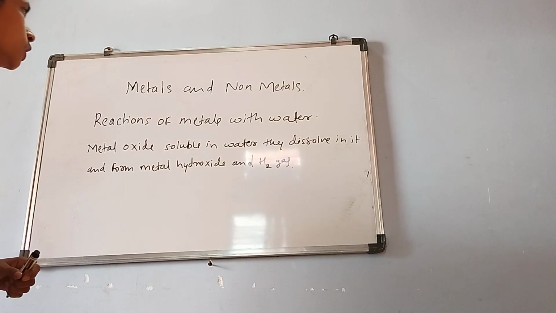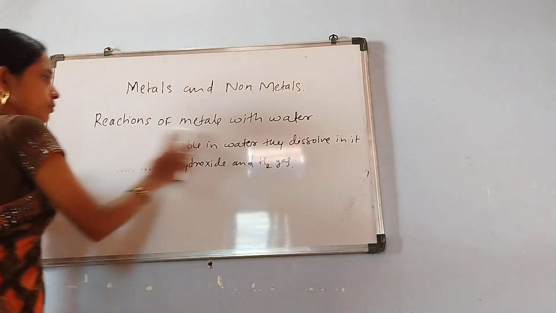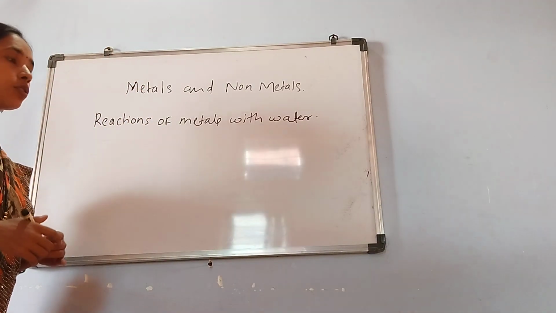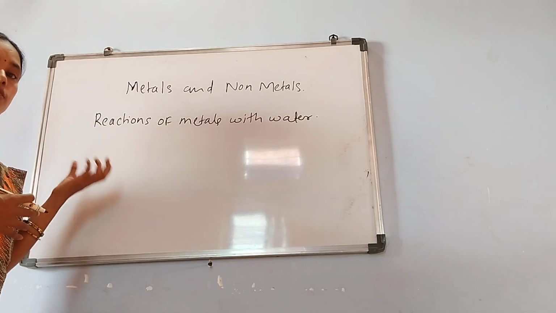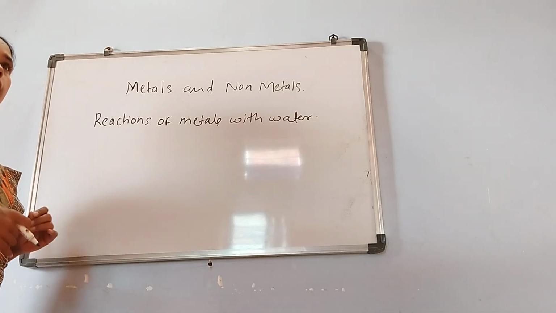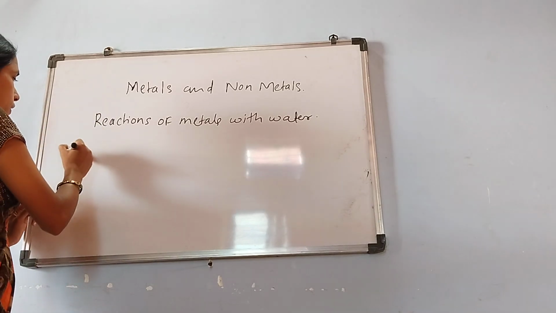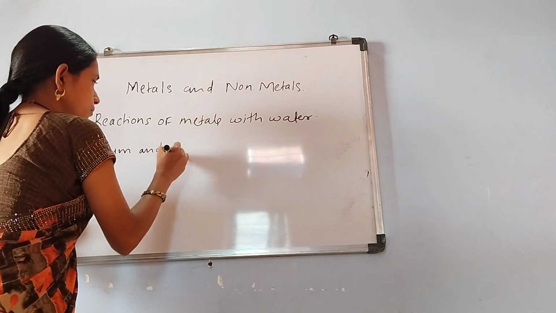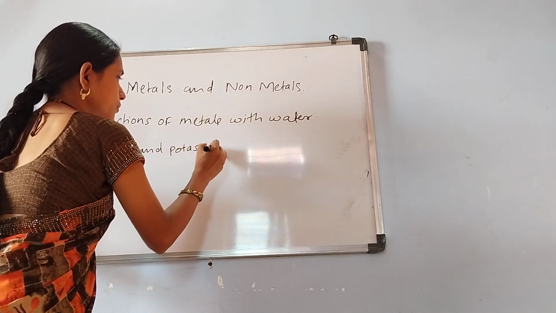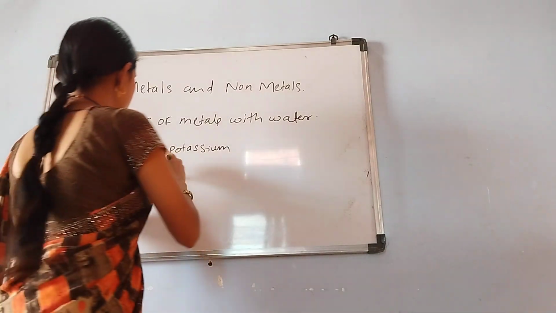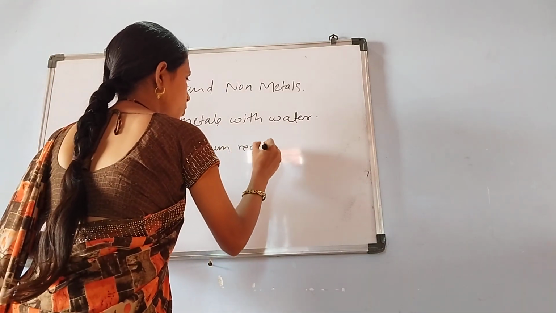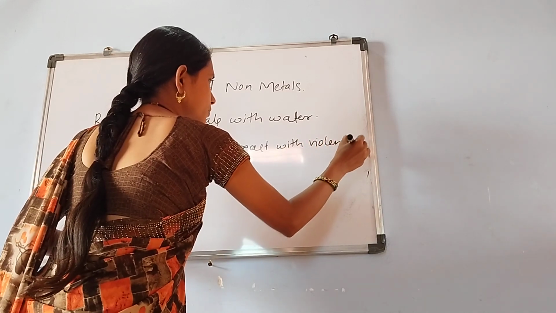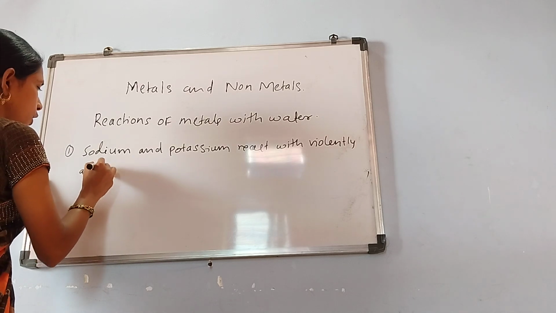So next we will discuss potassium and sodium, how they react with water. Potassium and sodium react with water very vigorously. The hydrogen gas which is evolved from that reaction will catch fire immediately. So we'll discuss here sodium and potassium. They react with water vigorously, violently, and produce heat energy.